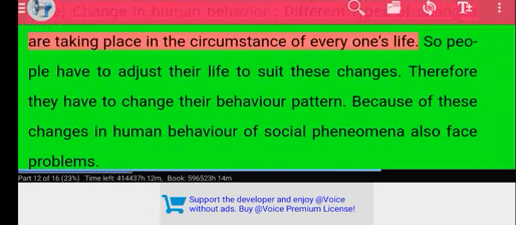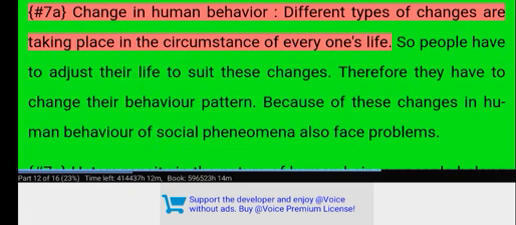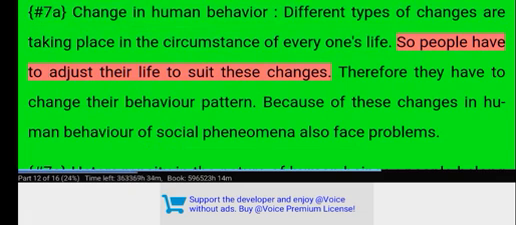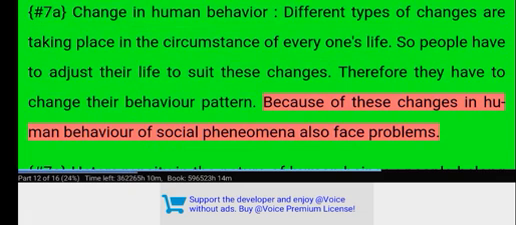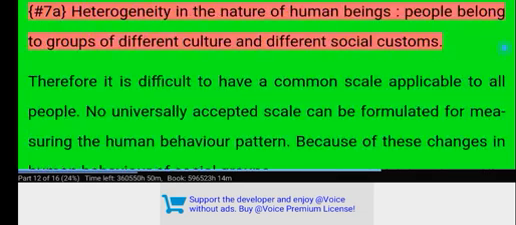Number 7a, change in human behavior. Different types of changes are taking place in the circumstances of everyone's life. So people have to adjust their life to suit these changes. Therefore they have to change their behavior pattern. Because of these changes in human behavior, social phenomena also face problems.